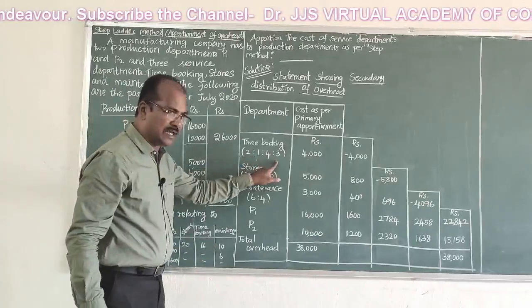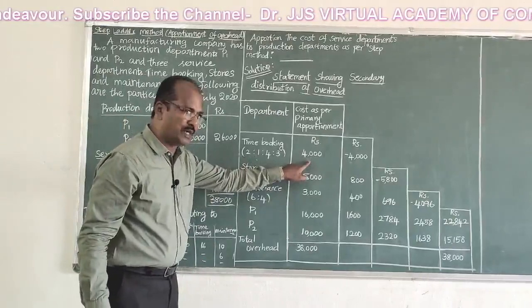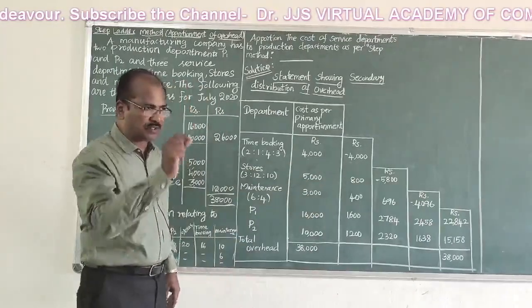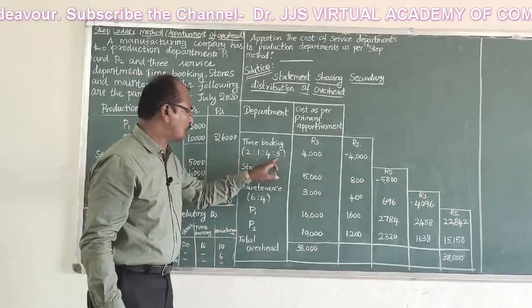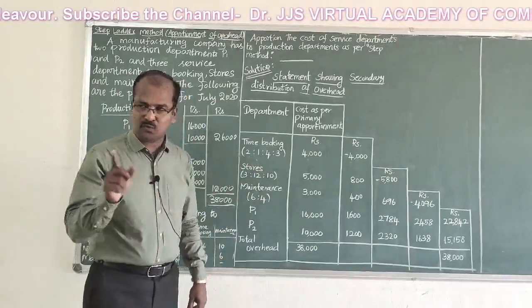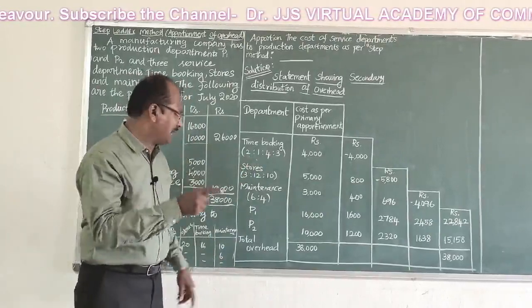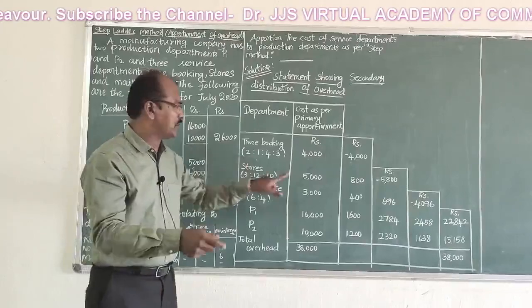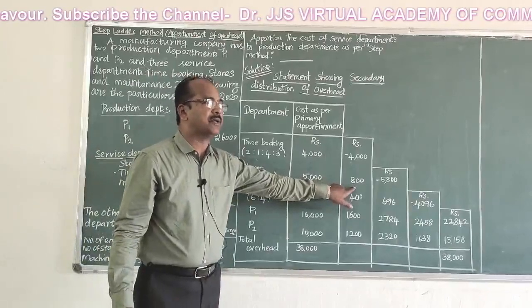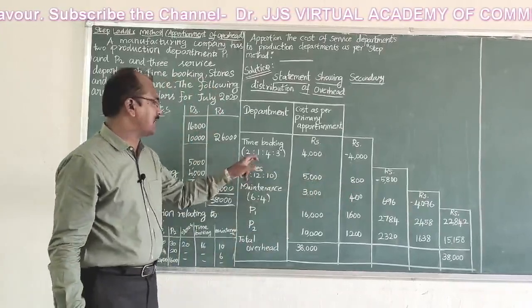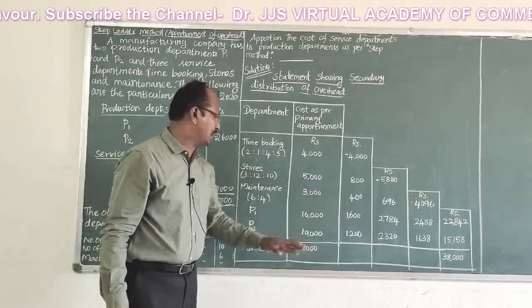Let us use this ratio to apportion this overhead to the departments. 4,000 divided by, what is the total of all this? 10. 4,000 divided by 10 into 2, if you put, it comes to 800. 4,000 divided by 10 into 1, it gives you 400.